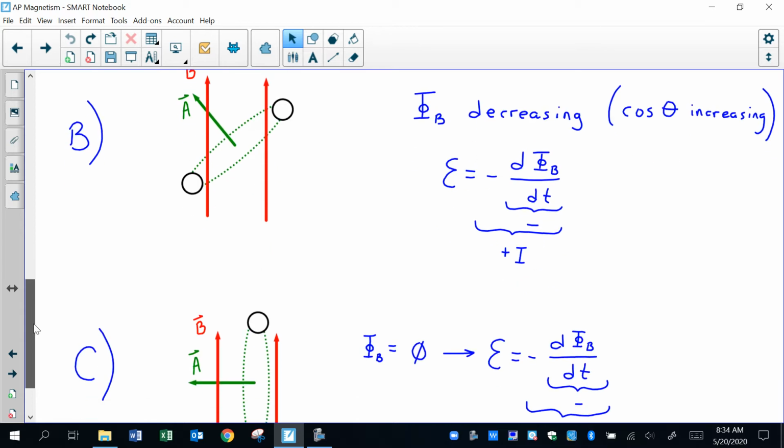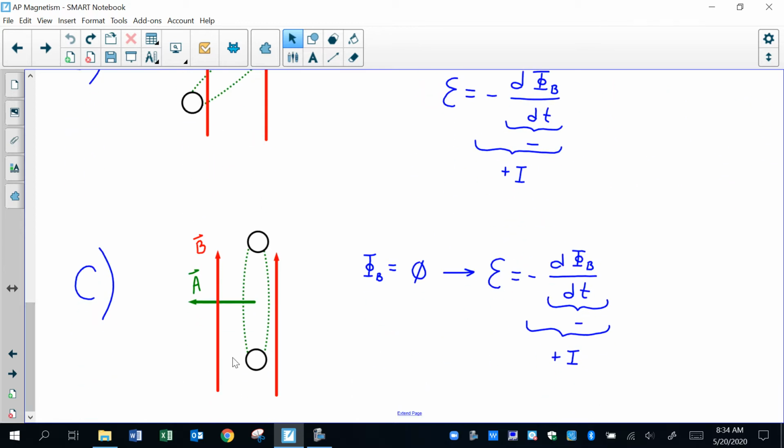Now, I get to right here. I have orientation perfectly perpendicular between my two arrows. Flux is 0, but the rate change is not 0. We are still going through a change, so do not be confused between flux being 0 and your change being 0. We just went from some smaller positive value down to 0. That's still a negative change. Still a negative sign out front. Still positive current, so I still have my X here and my dot here.